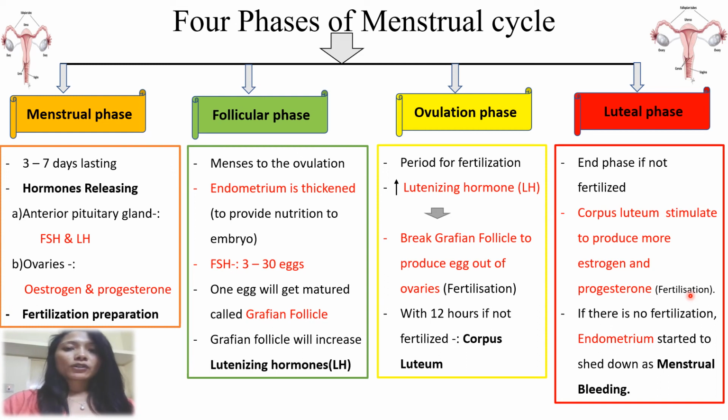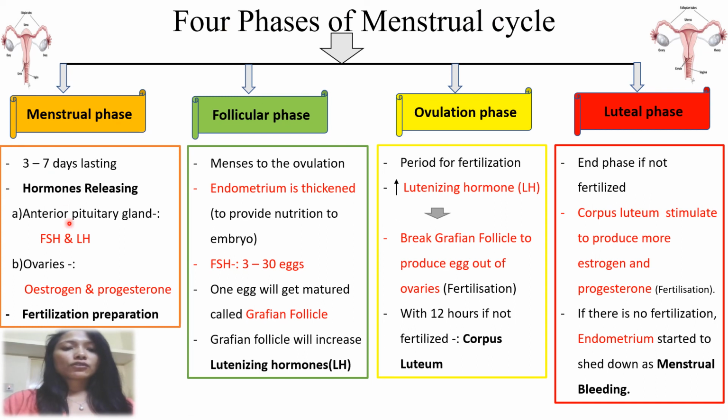Again, what our concept is, mainly you should think about the menstrual cycle. So the corpus luteum stimulates to produce estrogen and progesterone, but when there is no fertilization, what will happen? In the definition I have mentioned the shedding of the lining of the uterus, right? The endometrium is shed down. Once there is no fertilization, it will come down as bleeding, and that is called the menstrual cycle.